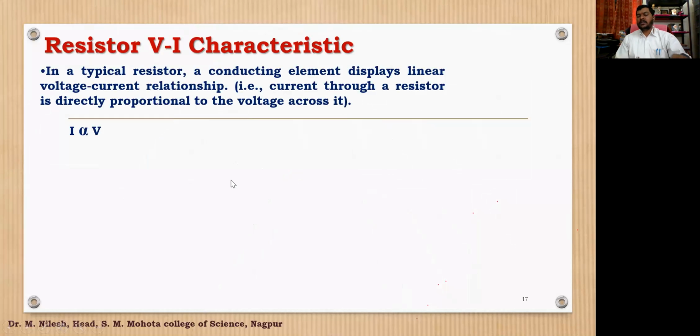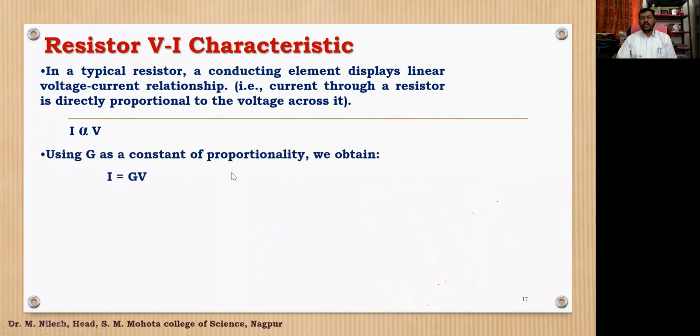Then VI characteristics we have started. So we know that the current is directly proportional to voltage, and if we put a proportionality constant, we will have I equal to G into V. On the converse side, we can have V equal to I into R, that is Ohm's law. And accordingly, the resistance is being derived.